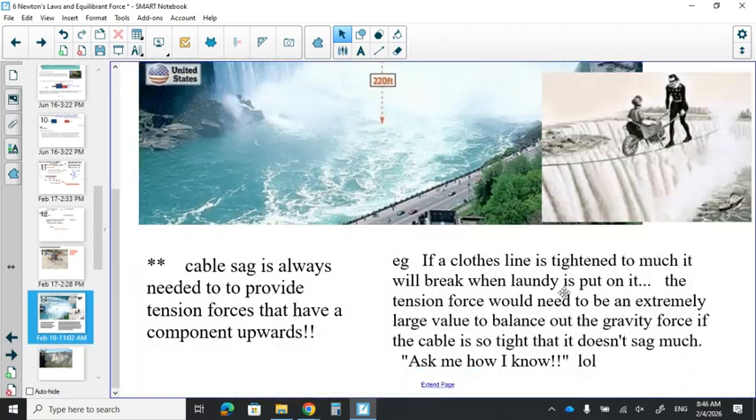If a clothesline's tightened too much, it'll break when laundry's put on it. The tension force would be an extremely large value if you don't have some angles upwards. And this is literally an ask-me-how-I-know situation, because I tightened up a clothesline too much one time earlier in my life, and the cable snapped when some wet towels or a load of laundry got put on it. As soon as it happened, I immediately thought of the physics of it, right?